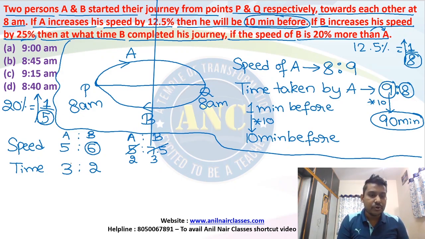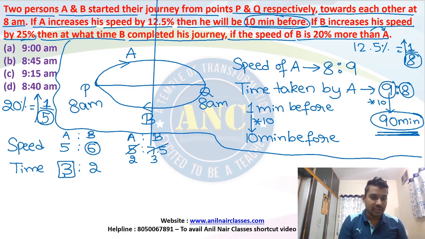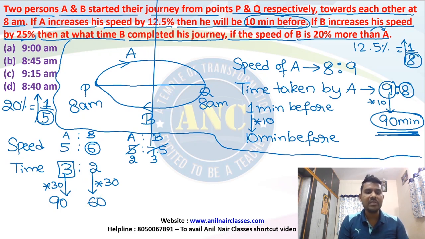Generally usual time taken by A is 3 hours or 3 minutes, for example. Usual time taken by A is 3 minutes according to ratio, but we have found out that the usual time taken by A is not 3 minutes, it is 90 minutes. So 3 should become 90, multiply by 30. So multiply by 30. 2 also multiply by 30. 2 into 30 is how much? It is 60.